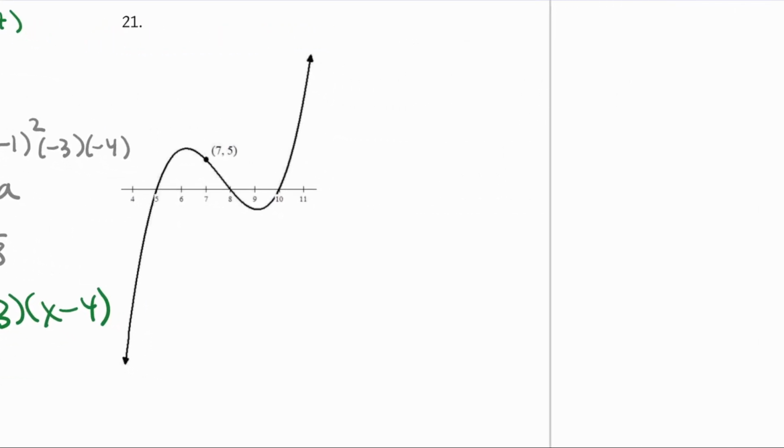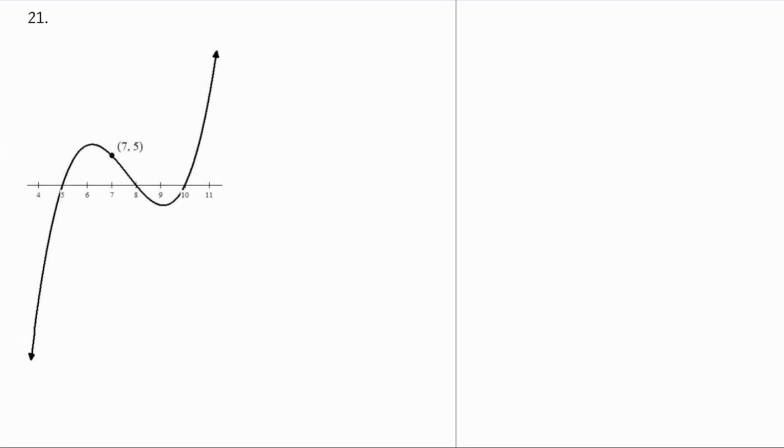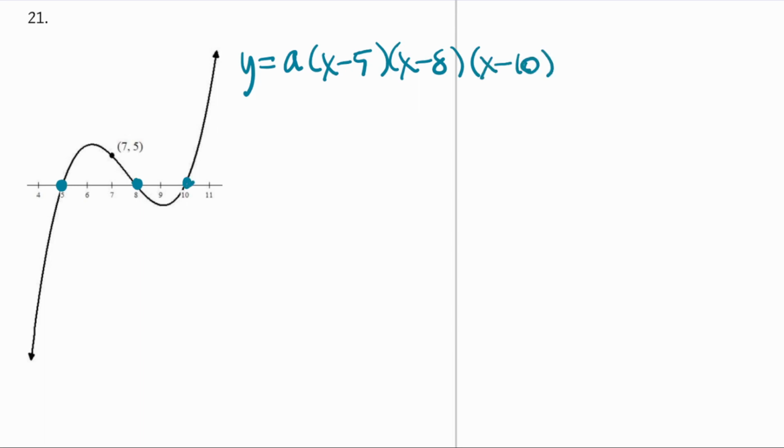And number 21 is the last one. Clear this stuff out. All right, again, go back. Look at the x-intercepts. X equals 5, so I would have, again, forgetting that leading coefficient, x minus 5 times x minus 8 times x minus 10. I think all of these are single roots because I'm looking at the graph and the graph is passing through confidently at all three spots, so I'm just going to say all three are single roots.